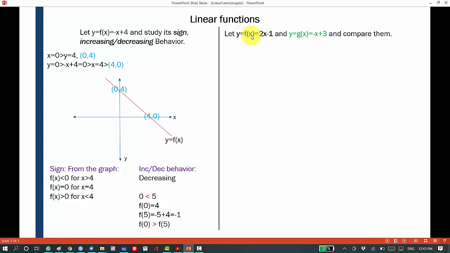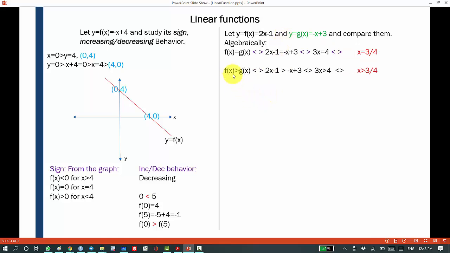Next, consider two functions y is equal to f of x, which is 2x minus 1, and g of x, which is minus x plus 3, and compare them. Algebraically, we can compare the two functions, for example, f of x equal to g of x, if 2x minus 1 is equal to minus x plus 3. Solving this linear equation, we get that 3x is equal to 4. From here, x equals 4 over 3. That means for x equal to 4 over 3, the two functions are the same.